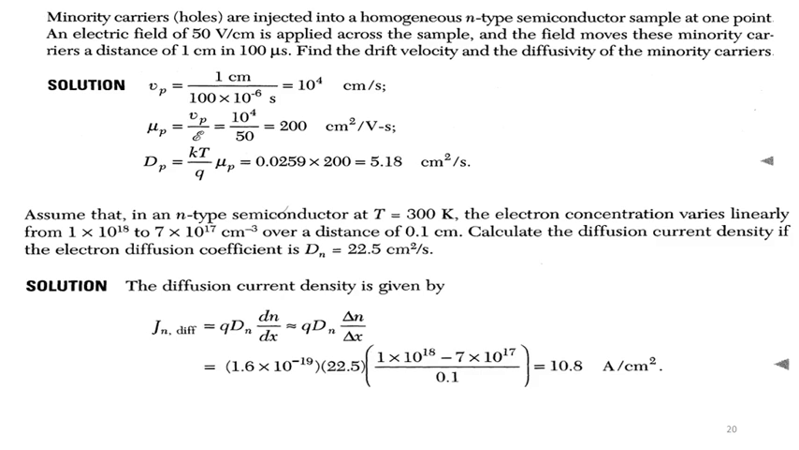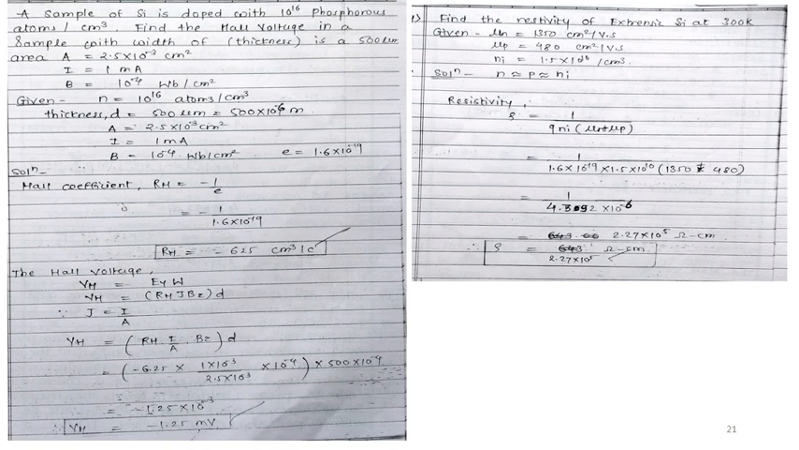The difference in the electron concentration. Do the calculation. Then finally you are getting Jn is equal to 10.8 ampere per centimeter square. Then we will solve more numericals. A sample of silicon is doped with 10^16 phosphorus atoms per centimeter cube. Find the Hall voltage. The given terms are there. Go through the number of steps, and then you are getting the final Hall voltage.